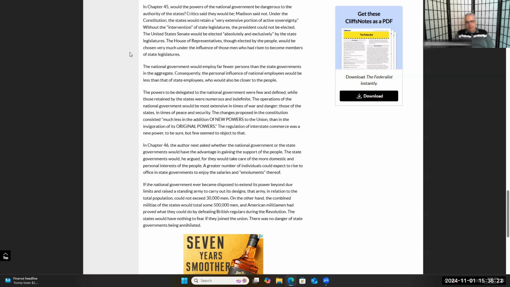National government would employ far fewer persons than the state governments in the aggregate or the collective, right? Consequently, the personal influence of national employees would be less than that of state employees, who would be closer to the people. There you go. Right? States, people are sovereign, states are sovereign, I guess you can say, right? The powers to be delegated to the national government were few and defined, while those retained by the states were numerous and indefinite.